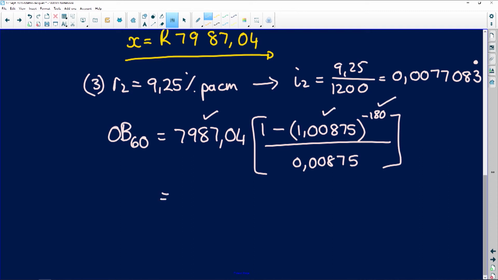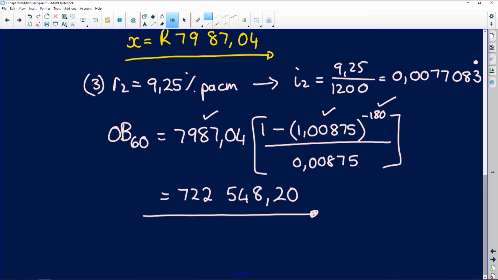So this is simply, again, just calculator work. If you press that into your calculator, you end up with 722,548 Rand and 20 cents. So that is what you still owe the bank after having paid back for 5 years, folks. If you look at that, you're not even halfway. Okay, so you've paid a lot of interest back. That's the capital value of the money that you still owe the bank.